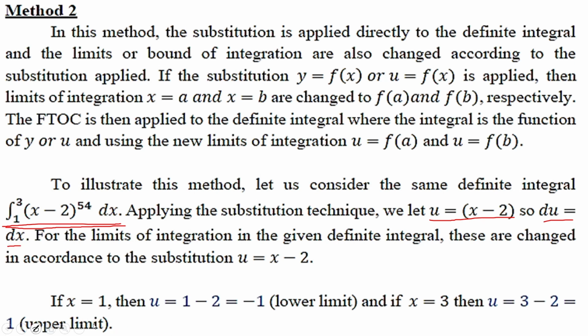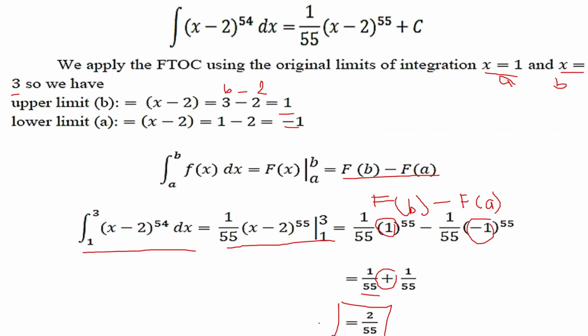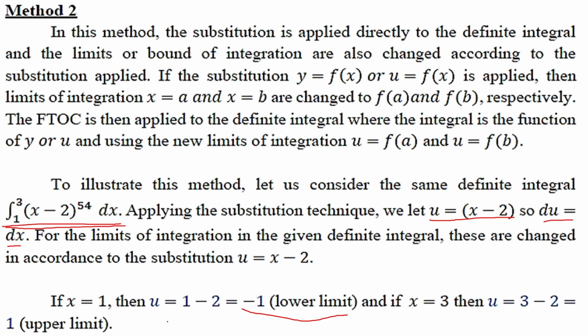So kanina, we have the lower limit and the upper limit. So as you can see, x equals 1. So it will be u equals 1 minus 2, which is negative 1, for our lower limit. It is just the same as here. Okay. Next, x equals 3, so u equals 3 minus 2. It is equal to 1, for our upper limit, this one.